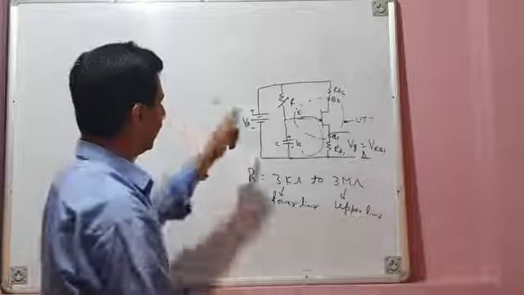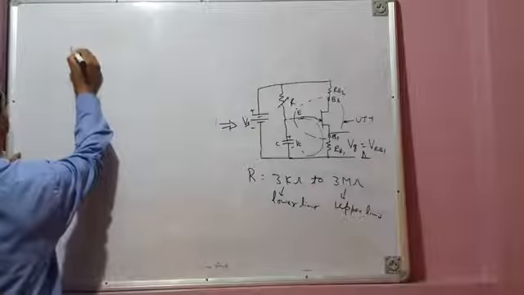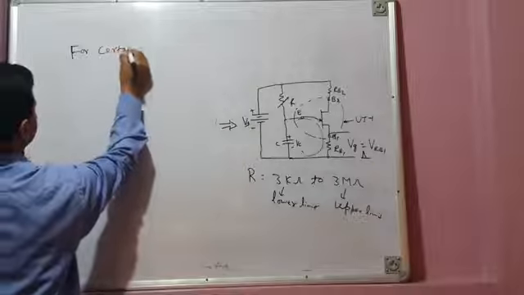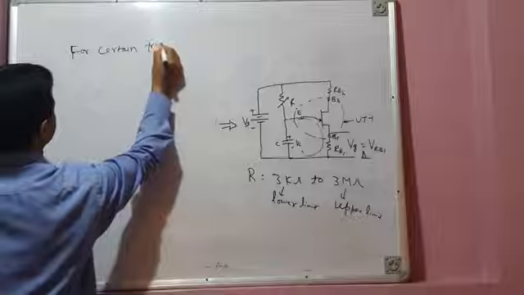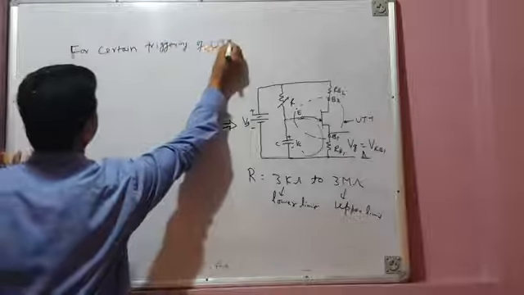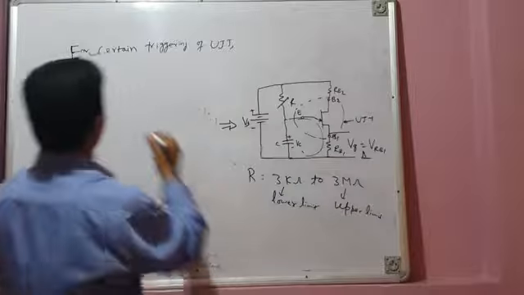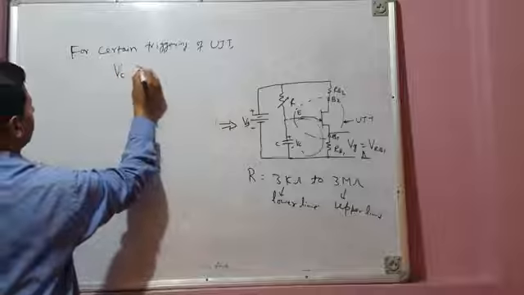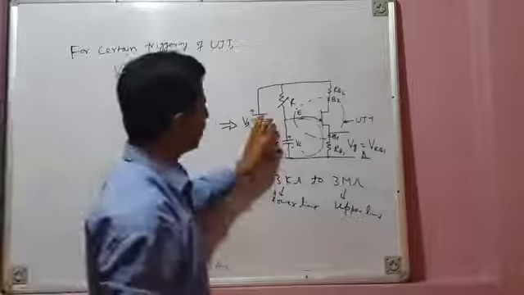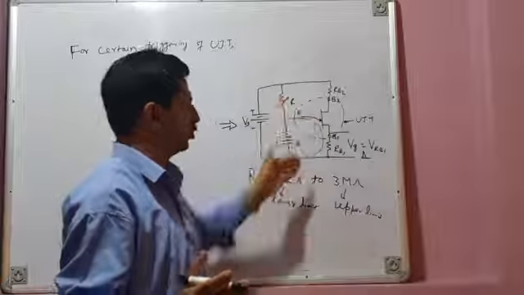Now, therefore, we can say for certain triggering of the UJT, if you want the UJT to certainly trigger, this capacitor voltage should be greater than the peak point voltage. When the capacitor voltage is greater than the peak point voltage, then you are certain that the UJT has triggered.